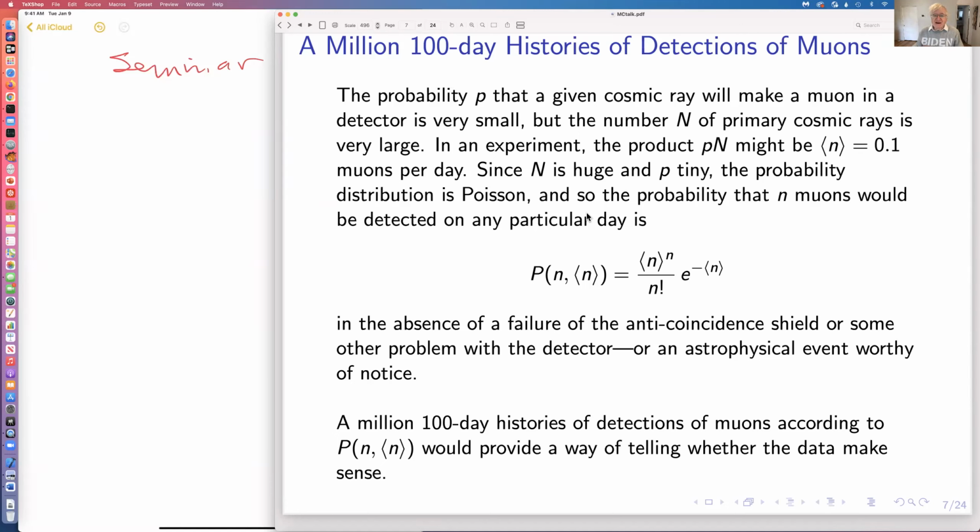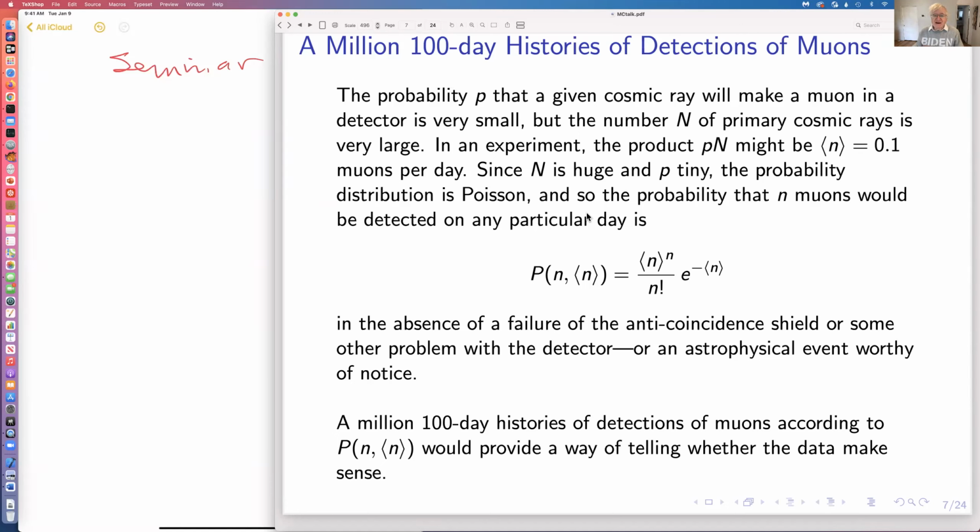Anyway, the probability P that a cosmic ray will make a muon in the detector is very small, but the number n of primary cosmic rays is very large. And so Pn might be, in this experiment, 0.1 muons per day. And since n is huge and P tiny, this probability distribution is Poisson. And so the probability of n muons on any particular day is given by this.